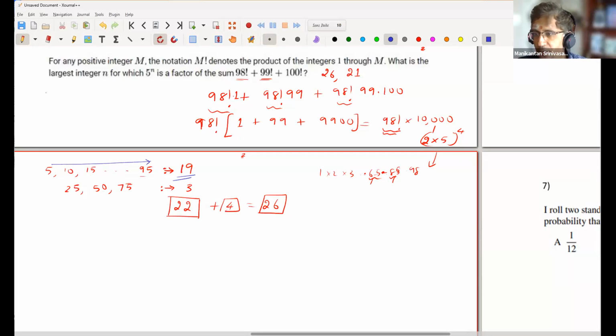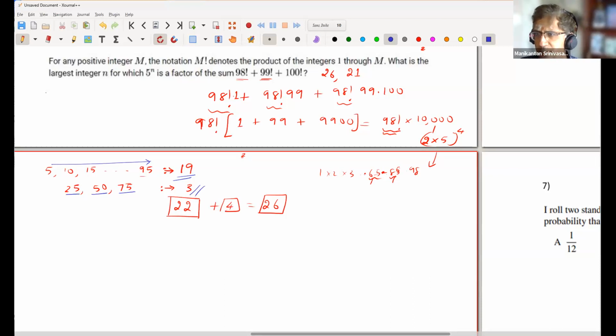But then some of those numbers have double 5s in them. Namely, 25 is 5 into 5 into 1. 50 is 5 into 5 into 2. 75 is 5 into 5 into 3. All of them which are multiples of 25 will have an additional 5. Yes. So that's why an additional 5, which is 3 more here.